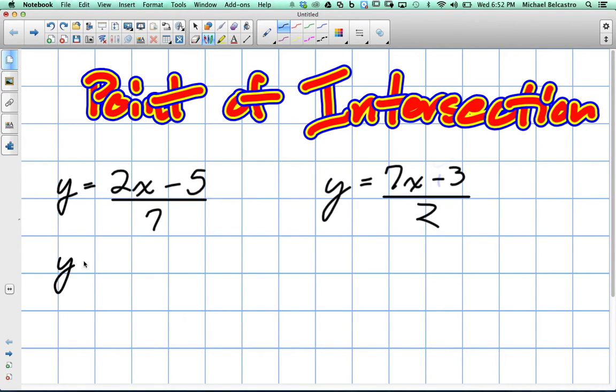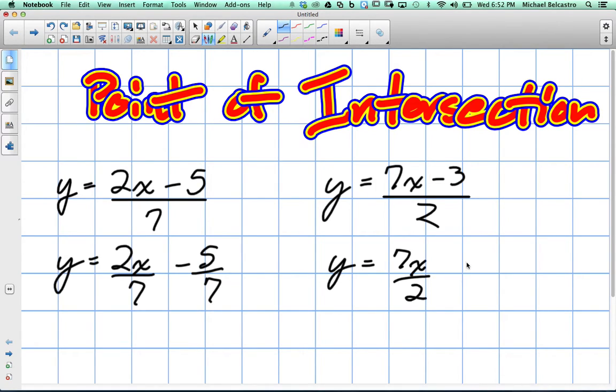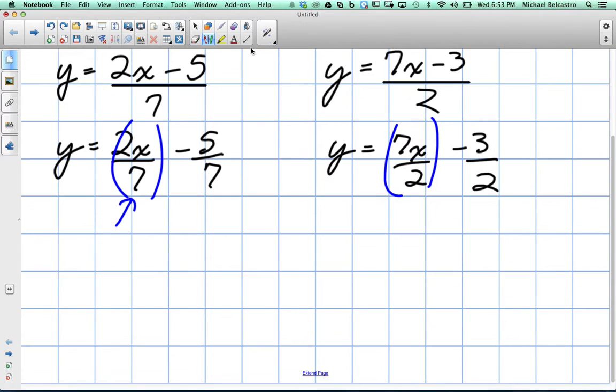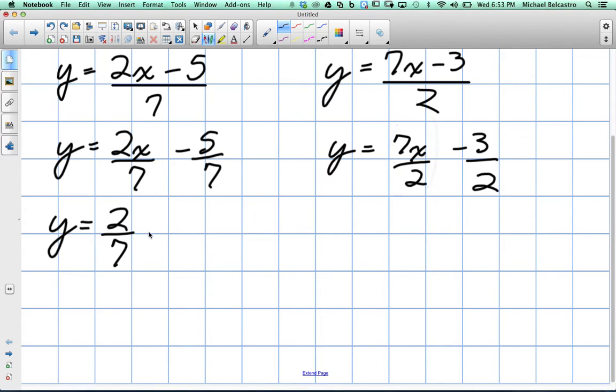Another way you could write this is y is equal to 2x over 7 minus 5 over 7. And this could be written as y equals 7x over 2 minus 3 over 2. Okay, they're all over 2, so they just simplify it by putting one line. And then even here, this variable looks odd, right? You've got 7x over 2. This is really, the coefficient is really 2 over 7. So I could also write it like this. y is equal to 2 over 7x.